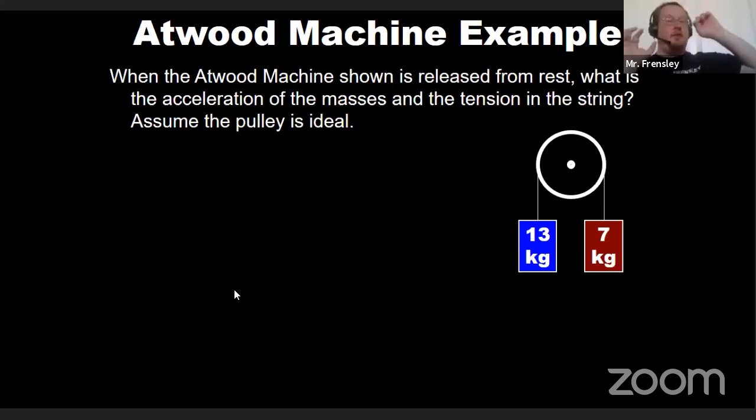So what are you going to do? You're going to do a free body diagram for the 13 and for the 7. You're going to come up with an equation for the 13 and an equation for the 7. Then you might have to solve using systems or elimination or something like that. So see what you can come up with in 3 minutes. Two free body diagrams, two force equations, one for each block. Can you turn them into one equation that gets you the acceleration? Then do something, get the tension. 3 minutes, go.